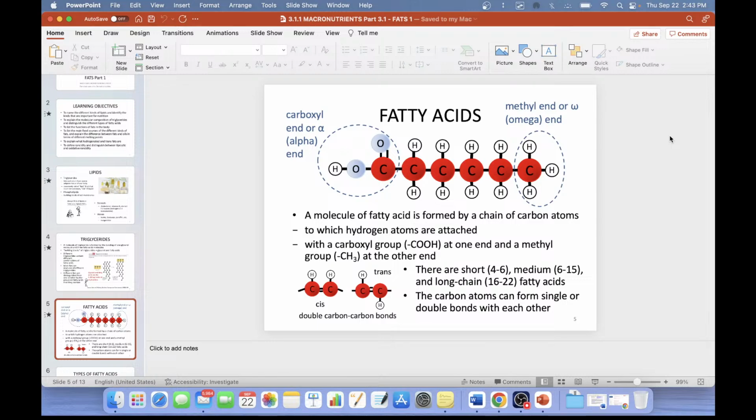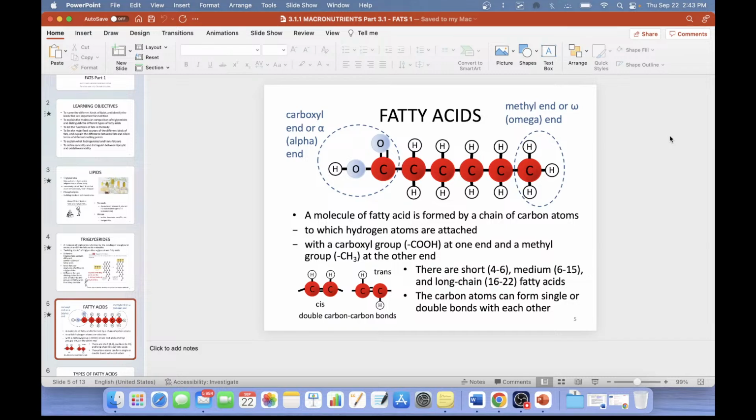In a molecule of fatty acid, you have a chain of carbon atoms, and to each of the carbon atoms in the chain, 2 hydrogen atoms are attached to the remaining bonds. That is a very characteristic type of structure of a fatty acid. And then to complete the structure, we have the 2 ends.